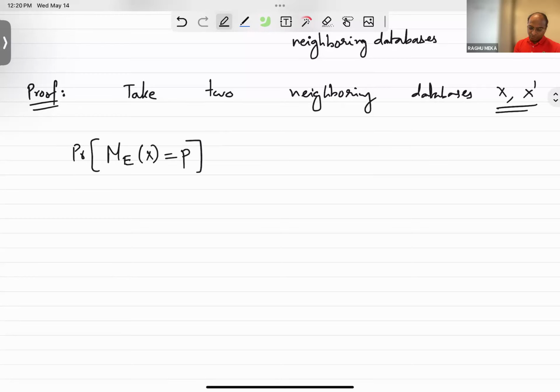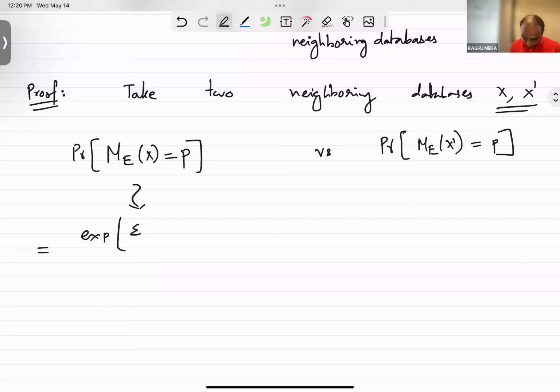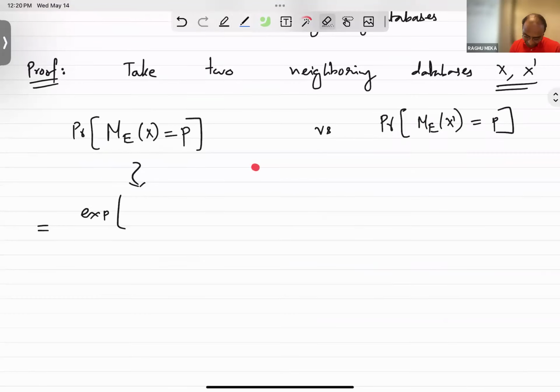So if you want to show differential privacy, we need to compare what happens when my input database is X versus when my input database is X prime. So they differ in a single entity. And we want to know what is the chance that I output one particular outcome in either of the two cases. We want these two to be comparable, right? And this, by formula, is some, let's say we had this lambda here.